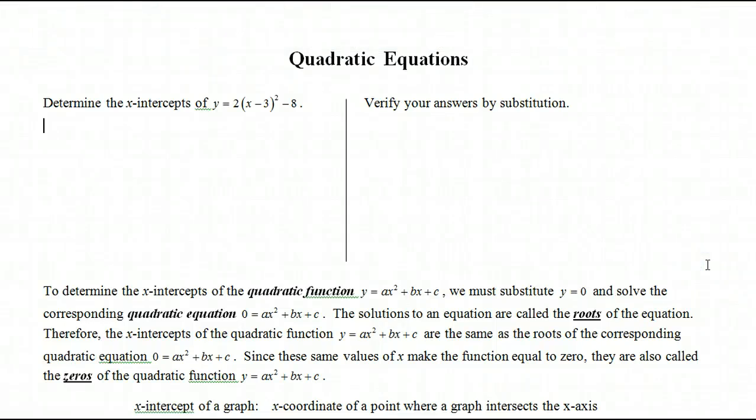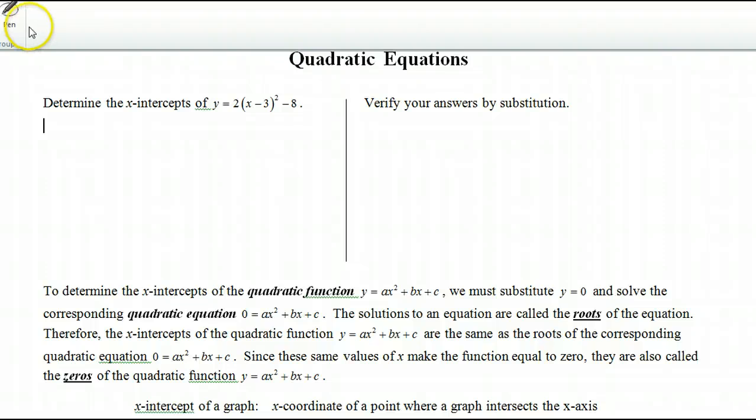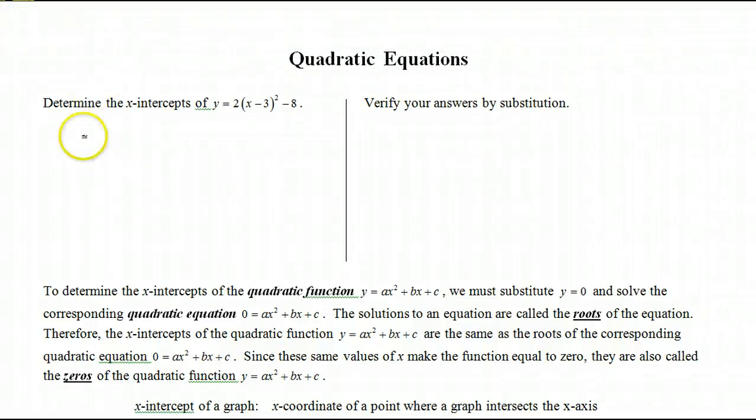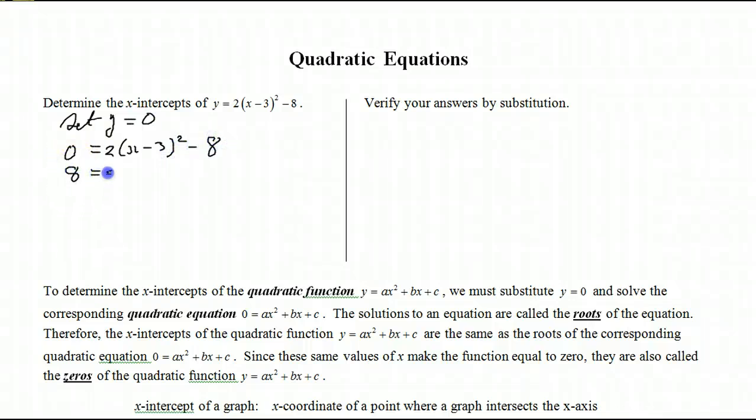Quadratic equations. Let's start off by determining the x-intercepts of y equals 2 times (x minus 3) squared minus 8. Okay, so remember the methodology is to set y equal to 0. So 0 is 2(x minus 3) squared minus 8. Add 8 to both sides: 8 is 2(x minus 3) squared. Divide by 2. 4 is equal to (x minus 3) squared.